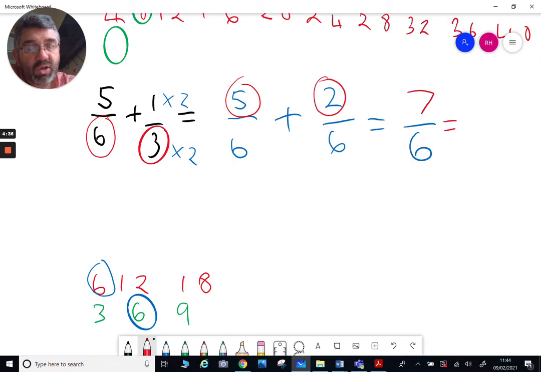Now we've got here an improper fraction, where the number on the top is larger than the number on the bottom. So we need to tidy this up, okay, to give us a mixed number, a number where we've got a whole number and a fraction.